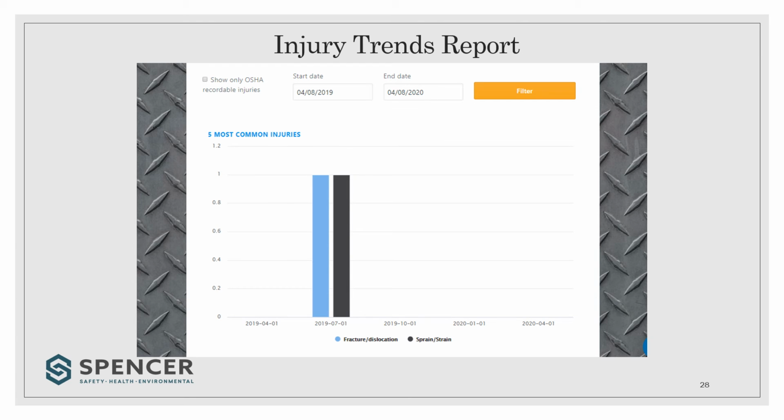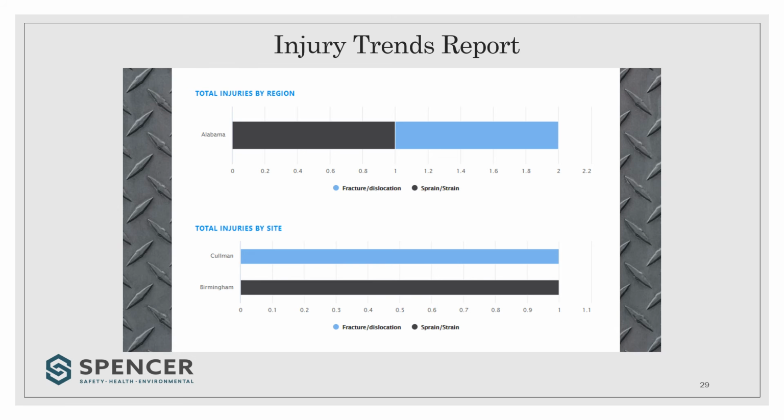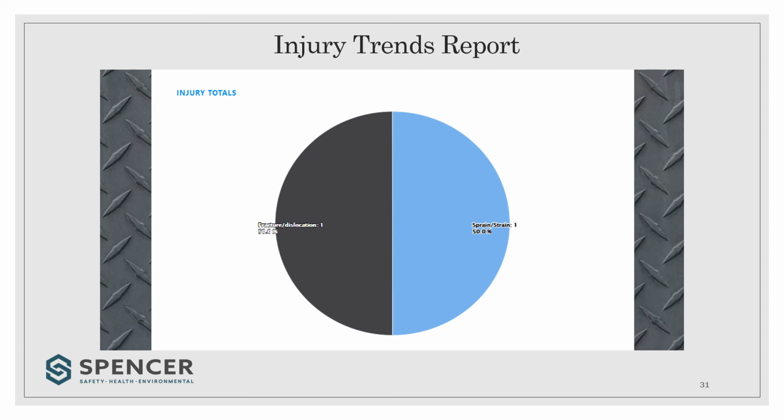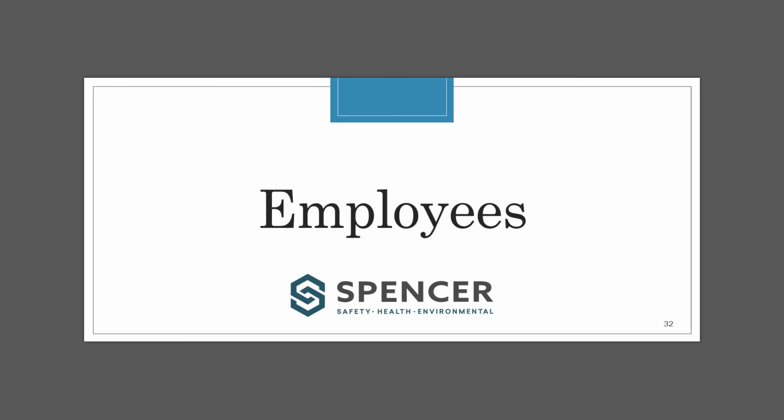On the Injury Trends Report tab, you get an overview of your injury data. You can customize the date range and determine what needs to be addressed. So let's just take a look at some of the reports that are available on this page. So here we have an overview of the 5 most common injuries. You can look at total injuries by region or total injuries by site. You can look at injuries by job type. And you can look at the total injuries.